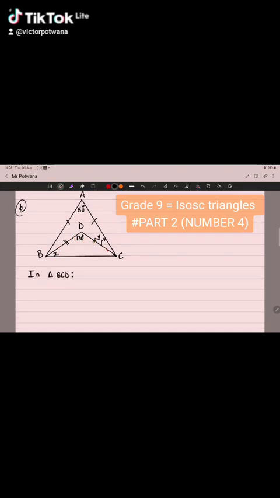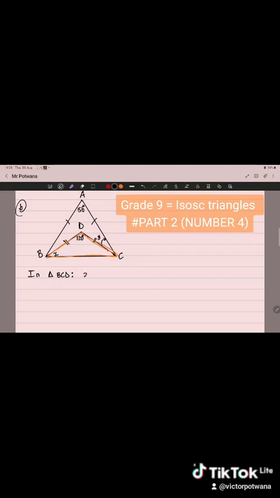And then now I can say in triangle BCD, meaning that I'm only working in this triangle right now. So in this triangle, I'm going to say x is equal to 180 degrees minus 120 divided by 2. Reason being, that is the base angles of an isosceles triangle, and that is the symbol for triangle. And then here x will be just 30 degrees.